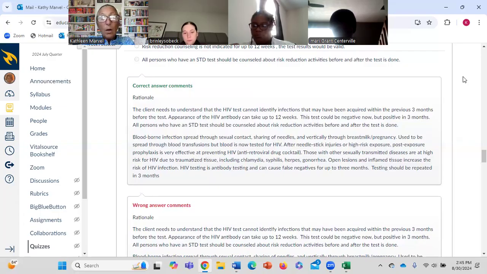Okay, we know that other sexually transmitted diseases are at high risk for HIV due to traumatized tissue. Some of those other high risk STDs are chlamydia, syphilis, herpes, and gonorrhea. This is in your rationale. We know that open lesions and inflamed tissue increase the risk of HIV. Right?